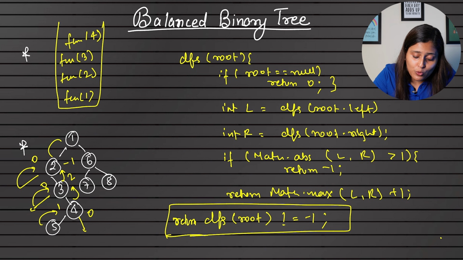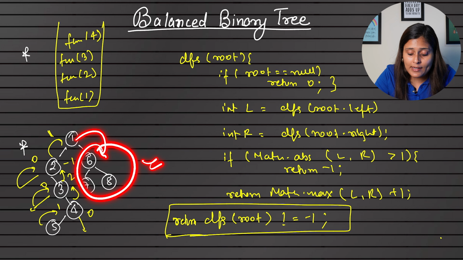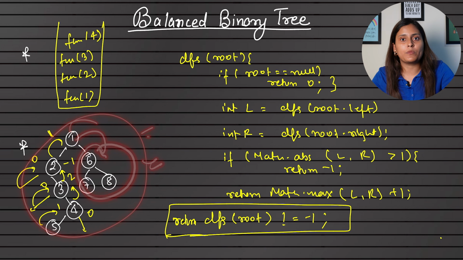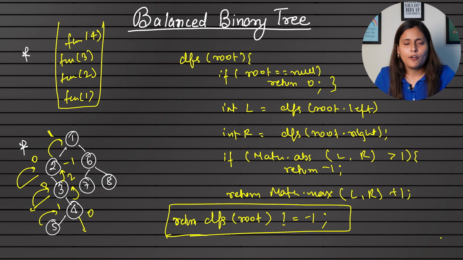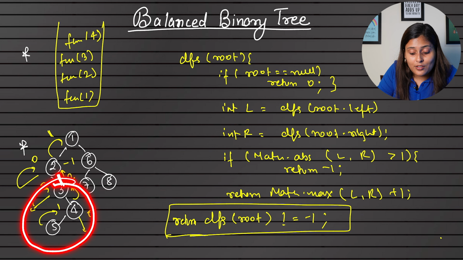So it will get 1 from 2's left. Is it correct? No, it is not correct. It will go towards the right side, check, it is also a balanced tree. So overall it will say it is true. It is a balanced tree, but it is not. It was not balanced right here, on the right side.